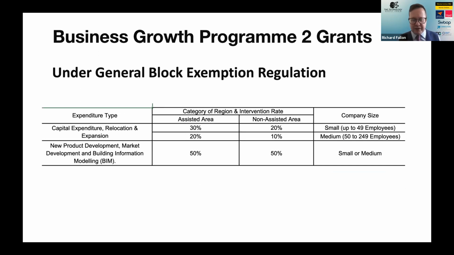Again, all the information is there. It's worth having a look at. In most cases, unless you're spending, I think I worked out, over 600 grand, it's not worth going under the General Block Exemption Regulations, unless you've already used your de minimis. But it's always worth knowing these things.